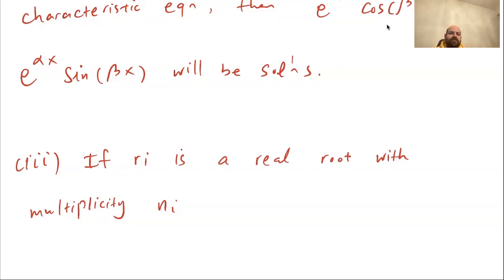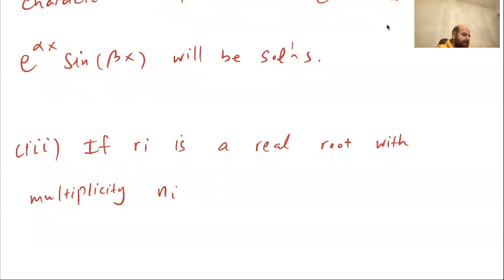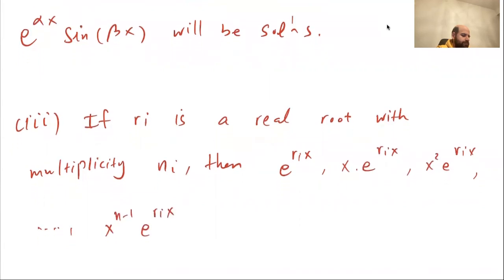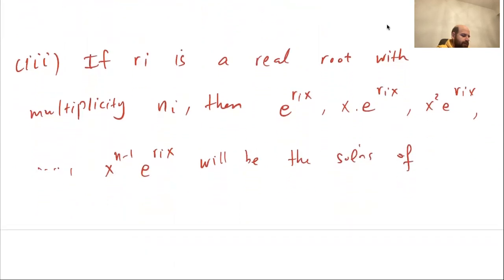So if ri is a real root with multiplicity ni, then e to power ri x, x e to power ri x, x squared e to power ri x, all the way to x to power ni minus 1 e to power ri x will be the solutions of our ODE.